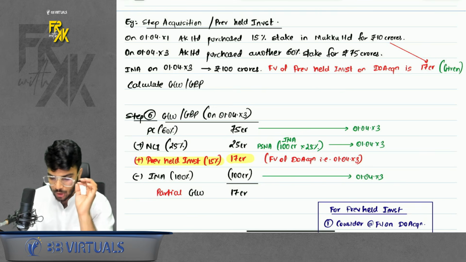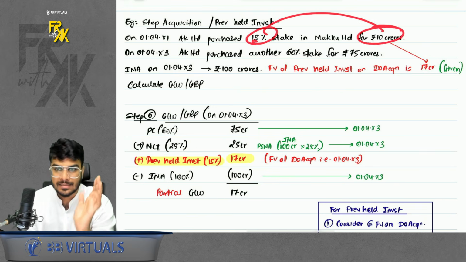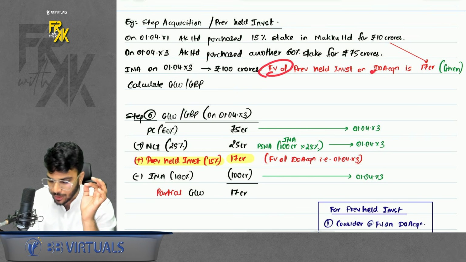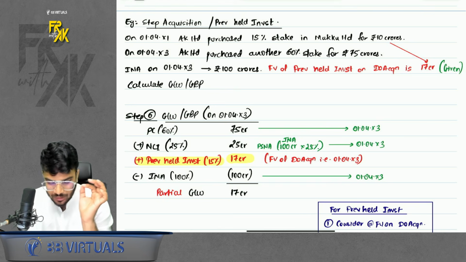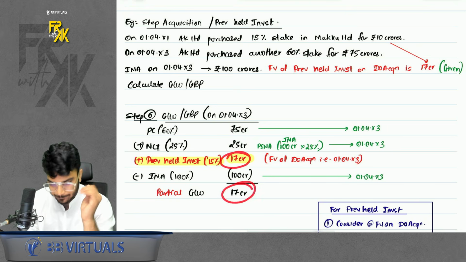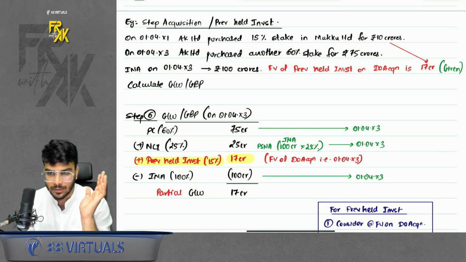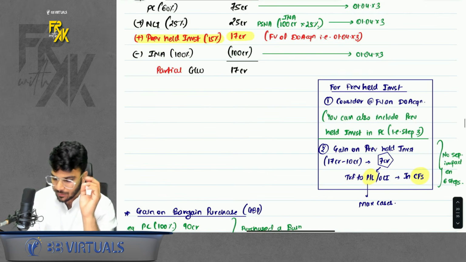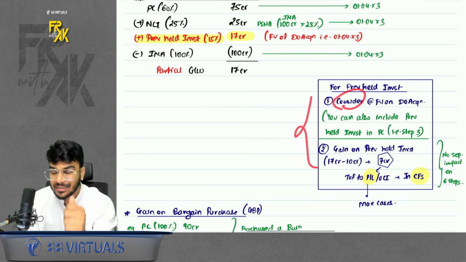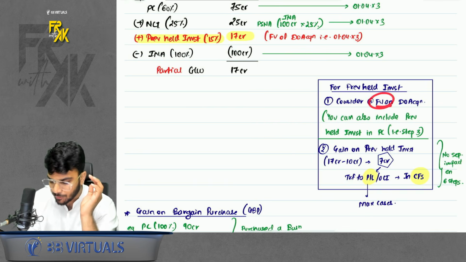But at what value? Don't add at the value of 10 crores. You will add at the fair value on the date of acquisition. Whatever is the date of acquisition, you will remeasure this previous investment at that date's fair value. So record at that fair value. Less INA, you will get the goodwill amount. For previously held investment, remember 2 things. First, we will consider it in step number 6 at fair value on the date of acquisition.